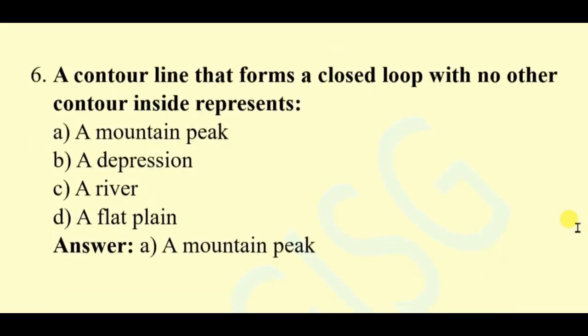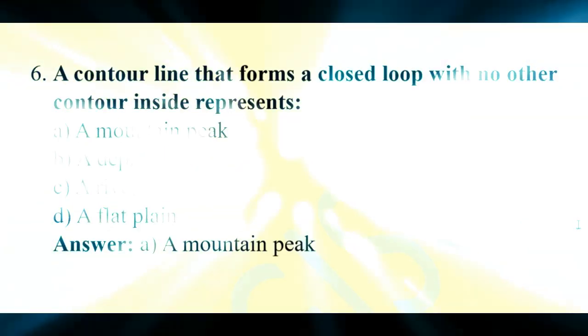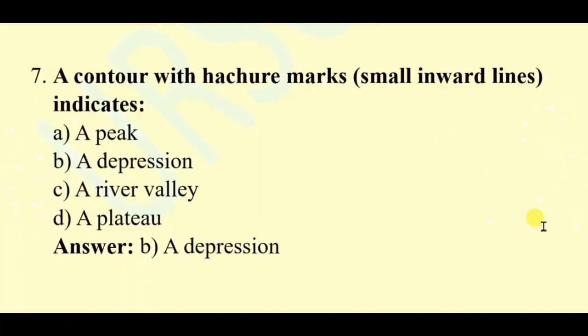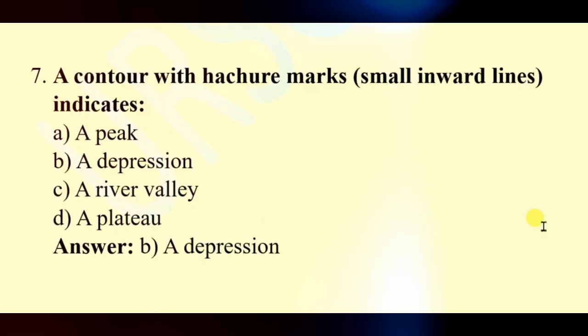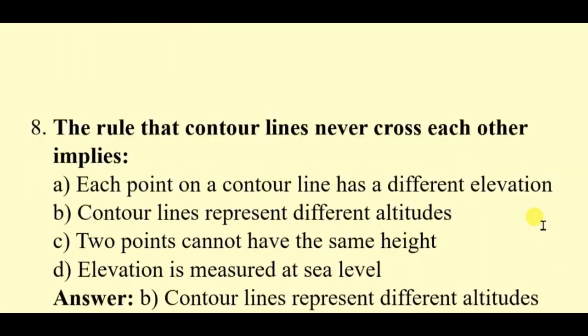Contours and elevation. A contour line that forms a closed loop with no other contour inside represents a mountain peak, a depression, a river, a flat plain. Here the right answer will be a mountain peak. A contour with hachure marks, small inward lines, indicates a peak, a depression, a river valley, a plateau. Here the right answer will be a depression.